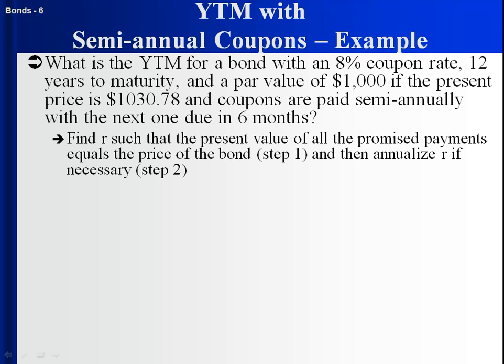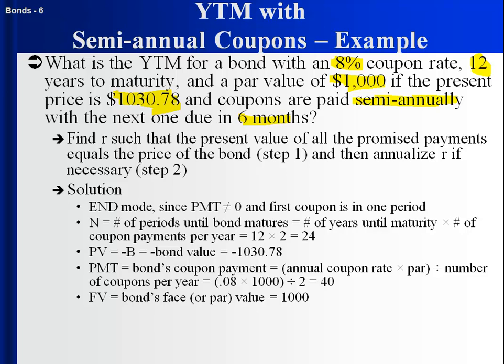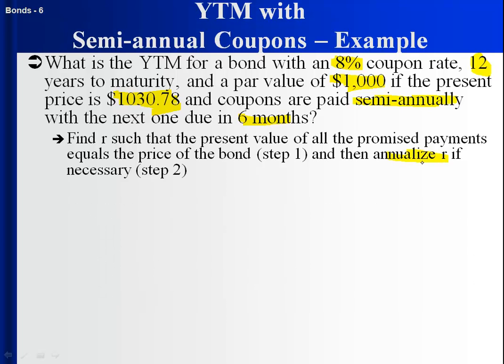Let's look at a case with semi-annuals. 8% coupon again, 12 years to maturity, par of 1,000. Now the price is $1030.78. We have semi-annual coupons with the next one in 6 months. So again, we want to find the discount rate such that the present value of all of these coupons plus par is equal to $1030.78. But then in this case, you need to annualize it. And since we're going to be getting a rate for 6 months, we're going to need to multiply it by 2. We'll have the 6-month rate, we want the 12-month rate, so we have to double it.